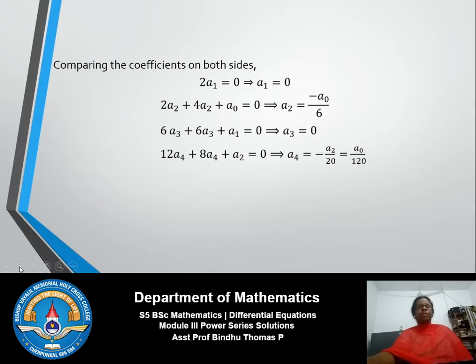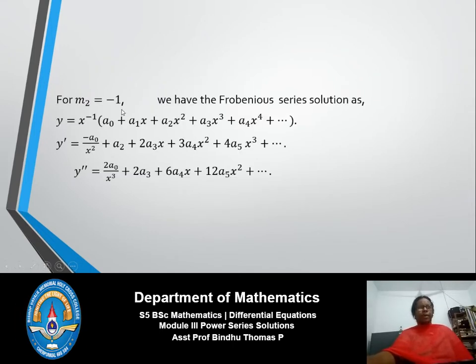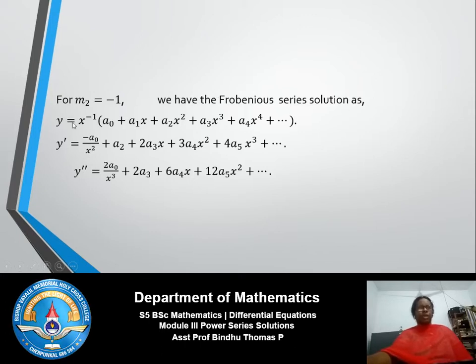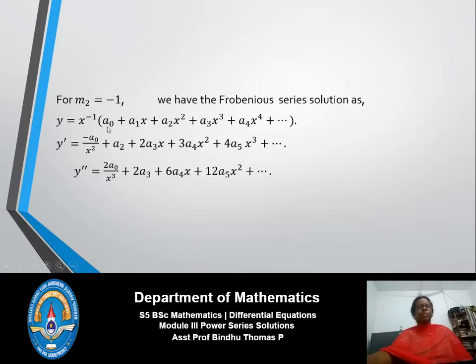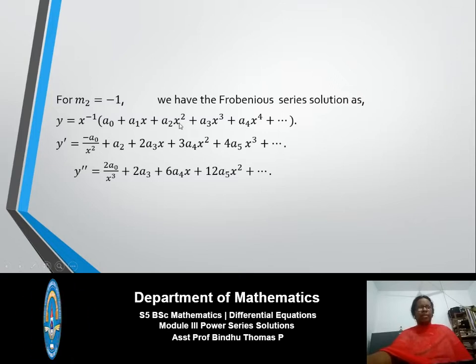So, substituting these values of a0, which is non-zero, and a1, a2, a3, a4, we have the solution for m1 equal to 0 written as y1 equal to a0 plus minus a0 x square by 3 factorial plus a0 x raised to 4 by 5 factorial plus etc. Further, for m2 equal to minus 1, we have the Frobenius series solution, where the power m equals minus 1, so x raised to minus 1 into a0 plus a1x plus a2x square plus a3x cube plus etc. Opening the bracket, the first term is a0 by x, second term is a1, third term is a2x, and so on.